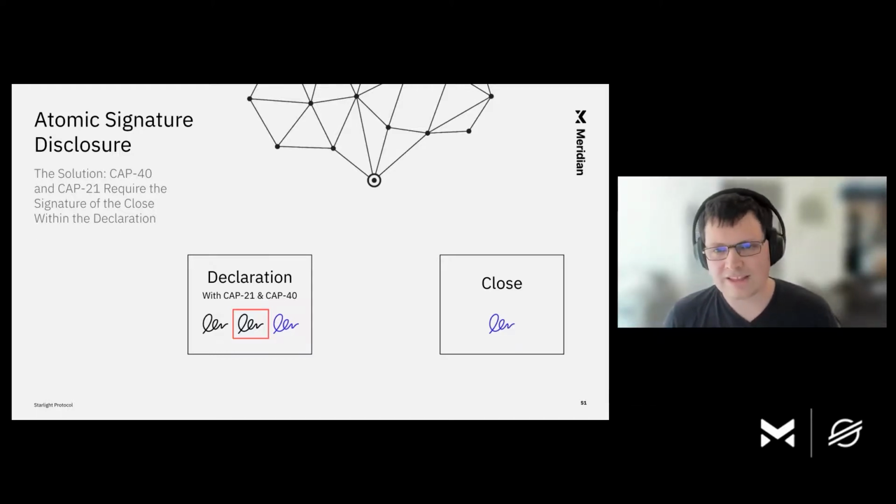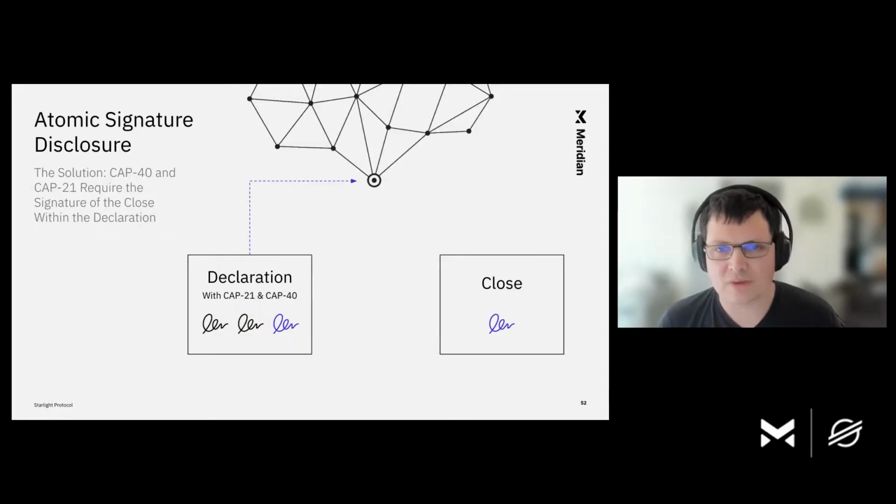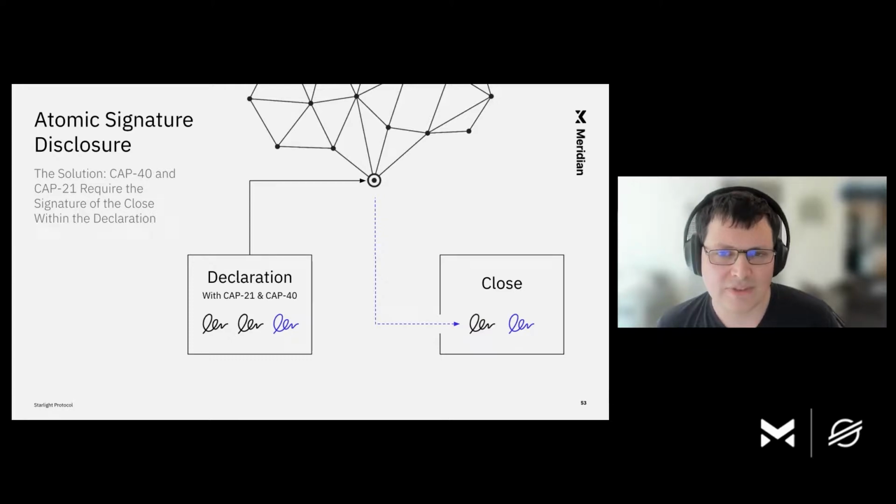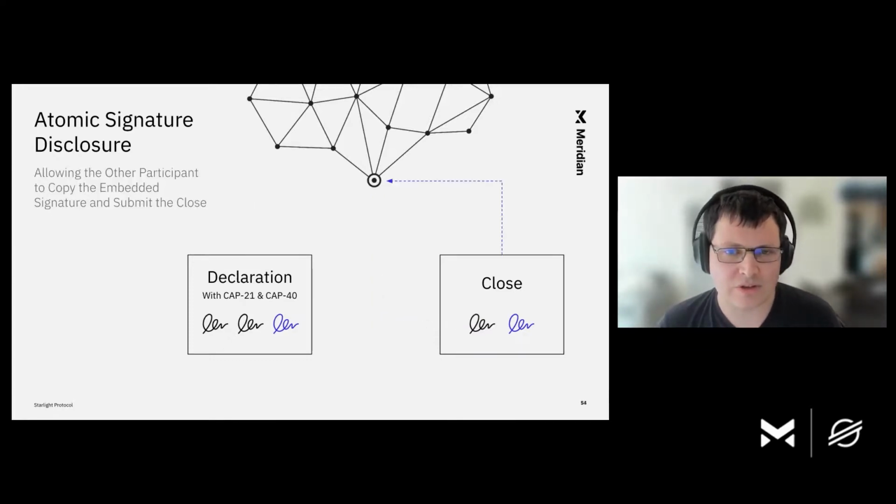So if we rerun that same scenario using the process that's defined in CAP40, if I was to completely authorize the declaration and submit the transaction to the network without sharing the close signature with Alec, Alec would see the transaction on the network and be able to copy that embedded signature and attach it to the close. That would allow Alec to submit the close transaction. And so atomic signature disclosure makes it safe to share signatures in a single message, because it requires the disclosure of all the signatures before any transaction is valid.